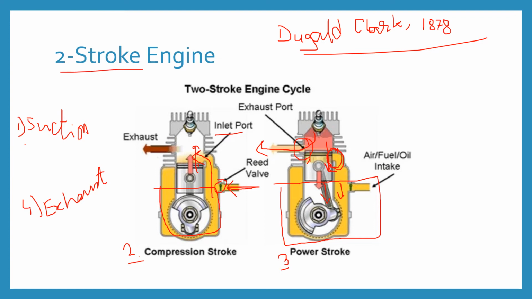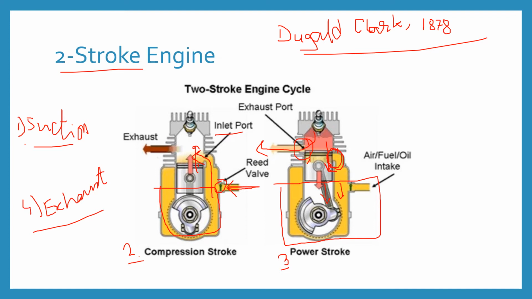Here, during the four-stroke engine, power is produced once every two revolutions of the crankshaft. Here, power is produced every revolution of the crankshaft. And during that time, suction and exhaust could be served by the alternative arrangement.